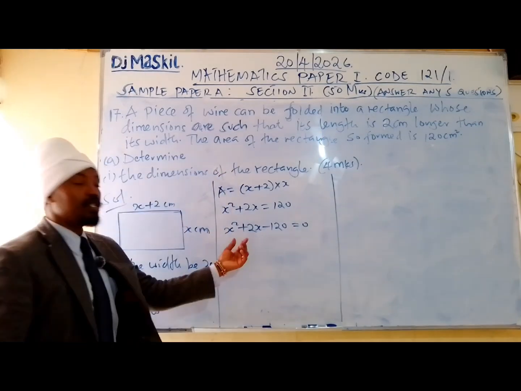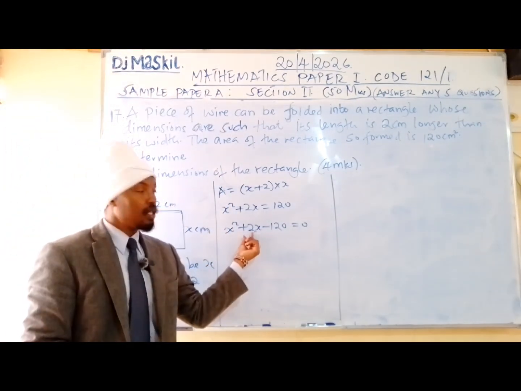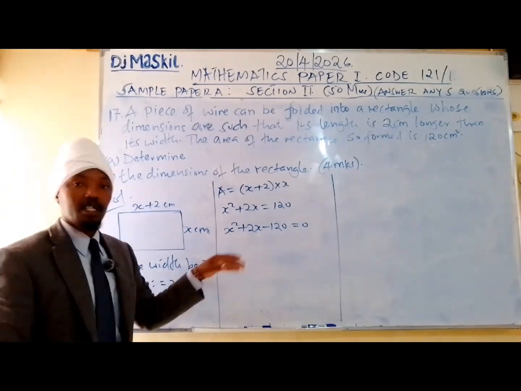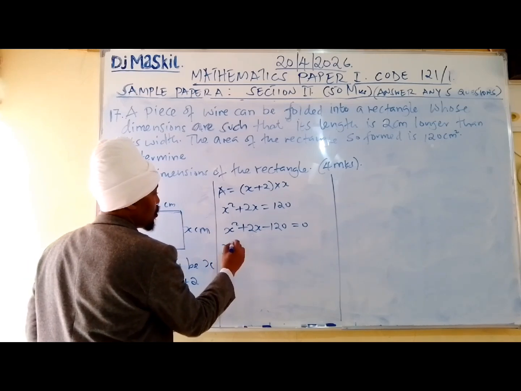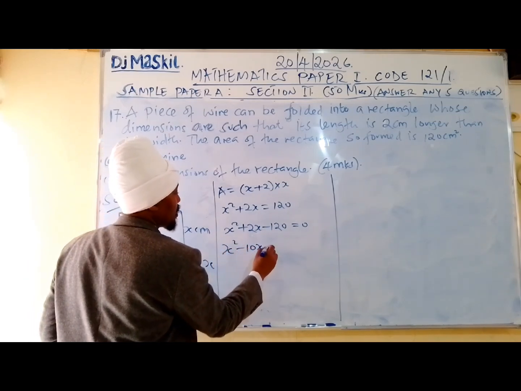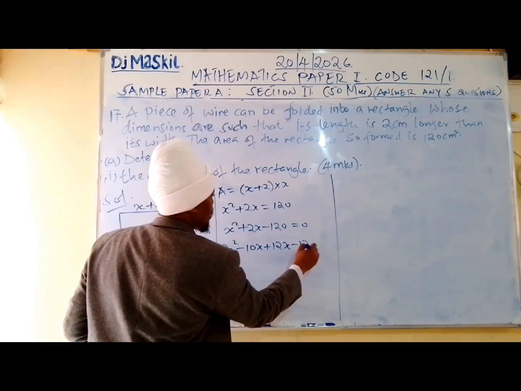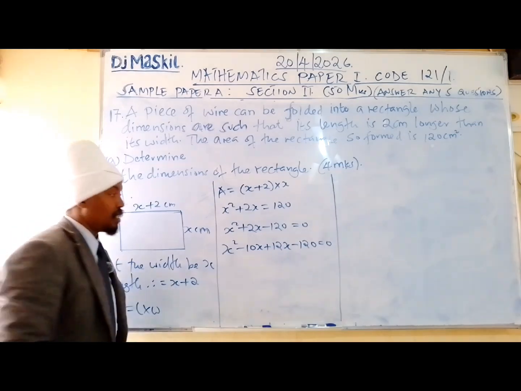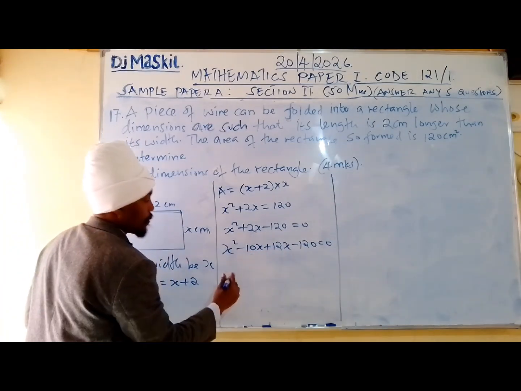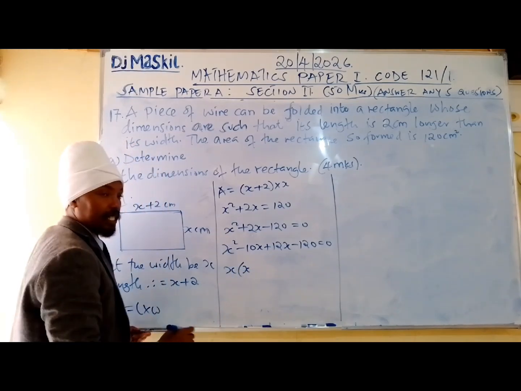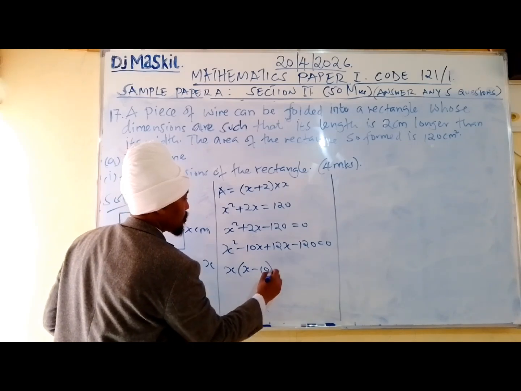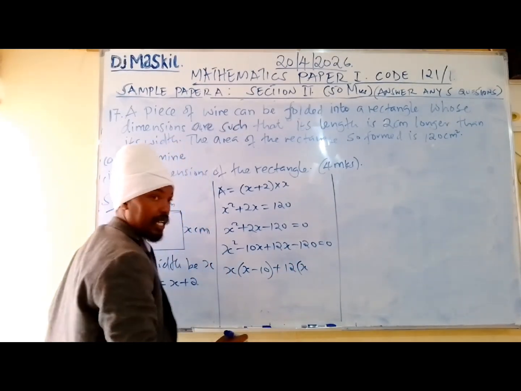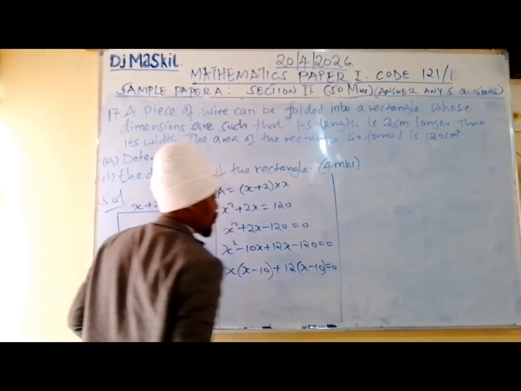Now, we can find two factors whose sum is 2 and whose product is negative 120. Those two factors are negative 10 and 12. So this one will give you x squared minus 10x plus 12x minus 120 is equal to 0. We factor out x in the first part, so it will be x into bracket x minus 10 plus, we use now the constant here, we say 12 into bracket x minus 10 is equal to 0.